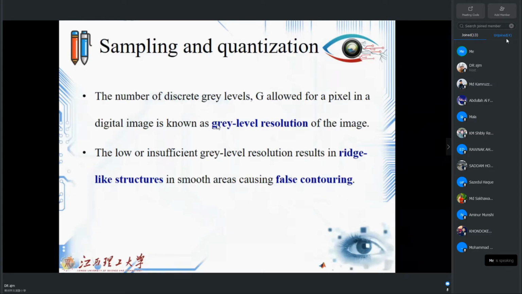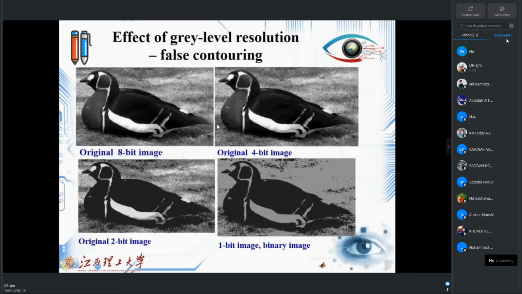The number of discrete energy levels, which we call G, allowed for the pixel in a digital image is called the gray level resolution of the image. Low or insufficient gray level resolution results in ridge-like structures in smooth areas, causing false contouring. Let us see this image. You can see the effect of gray level resolution and false contouring. Suppose my 8-bit original image is here, then 4 bits, then 2 bits, and then 1 bit, as the binary image.